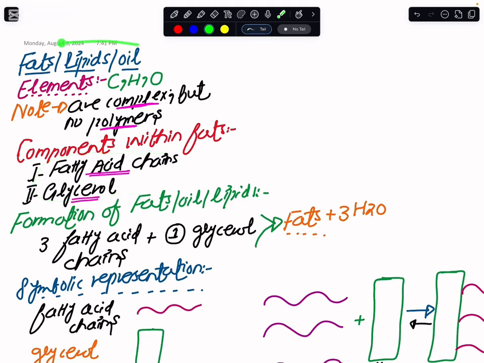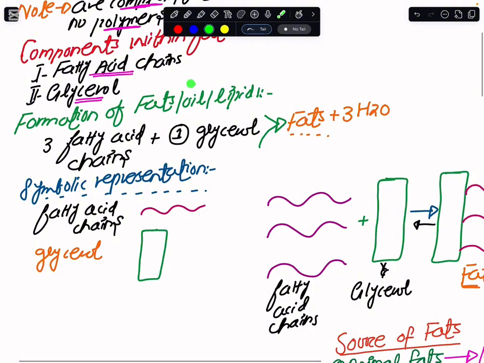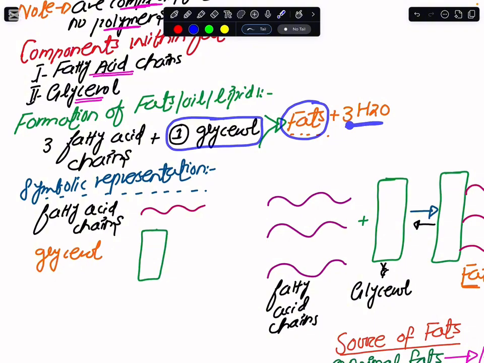So we know that fats are made up of fatty acid chains. In total, there would be three fatty acid chains, and then I need to link them up with one glycerol molecule, and we would end up making fat, lipid, or oil out of it. Now, how does the formation of the fat, oil, or lipid take place? So here come three fatty acid chains, and here comes one glycerol. When linked together, we would have the fats, and three water molecules would be eliminated.